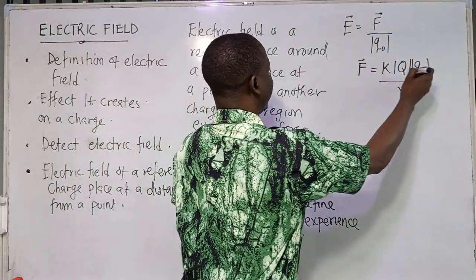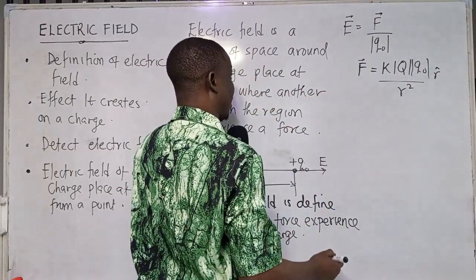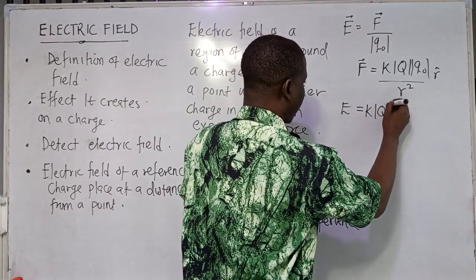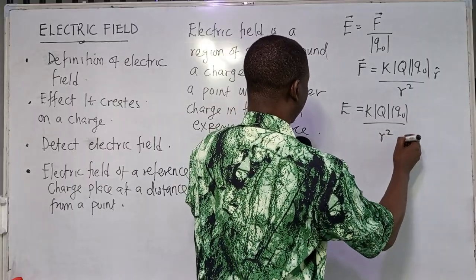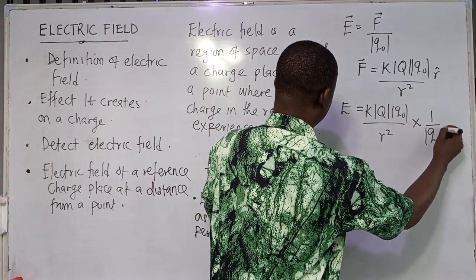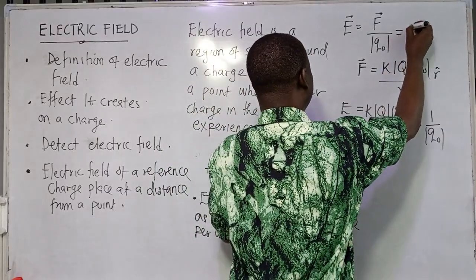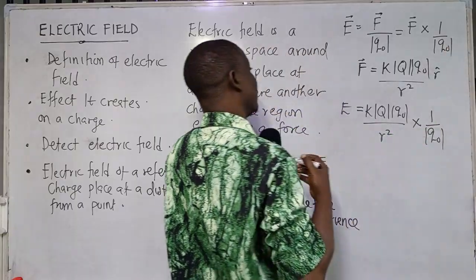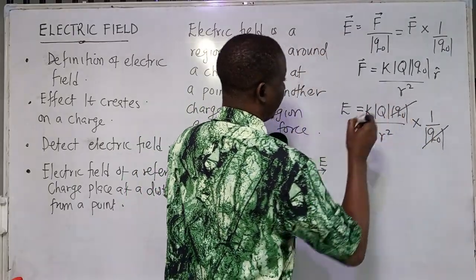Now this force that we have, if you divide it by the test charge and put in the formula that we have up there, I would have E is equal to K, reference charge, unit test charge, divided by R square, times 1 over Q naught. Don't forget, this is the same thing as F times 1 over the absolute value of the test charge. So now that's what I have done. This one will cancel this now, class. So what do we have now?